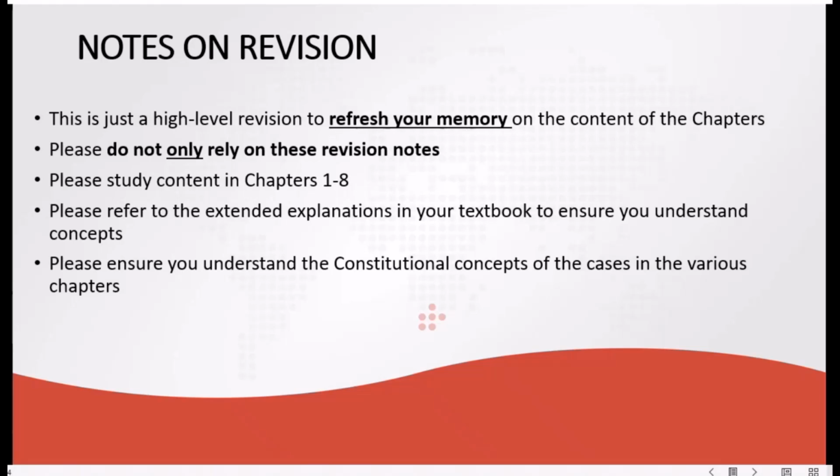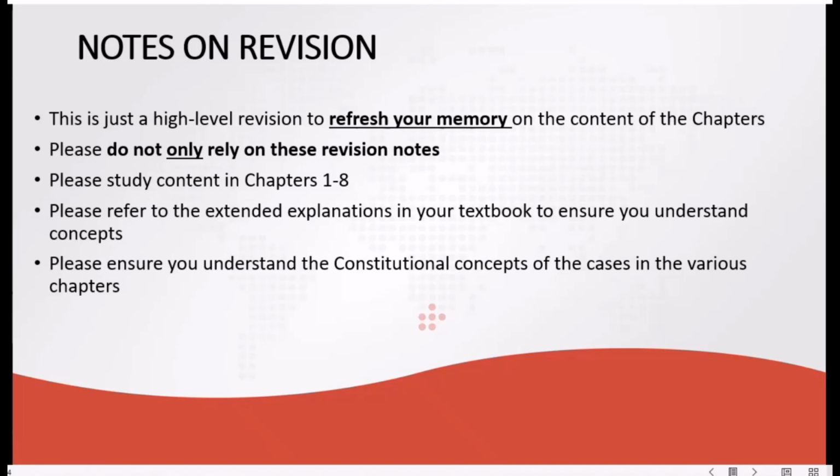Please refer to the extended explanations in your textbook to ensure you understand the concepts, because you will have noted even in tutorial letter 102 the fact that some of the things are not really elaborated on, especially in those chapters that Prof said you must actually go and read the textbook. So please just ensure that you do understand the concepts, because sometimes she'll just use a keyword and you won't necessarily know what she's talking about unless you go to the textbook and read up some more. So please ensure that you do that.